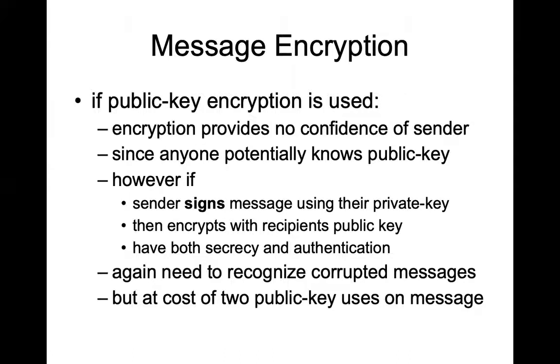Okay, so again, you need to recognize corrupt messages, and you can do this with checksums. You can even do this with the digital signature. But of course, there are two public key operations on the message, right? First to produce the digital signature, and the second one to encrypt and send the whole thing under Bob's public key. Okay, so that's one way to obtain authentication with public key encryption.